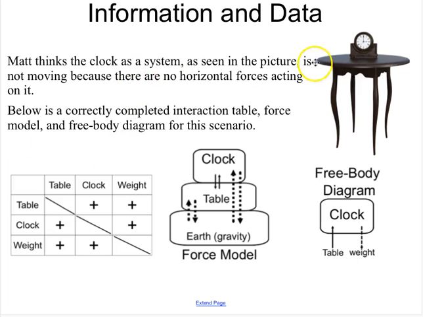Matt thinks the clock as a system, as seen in the picture, is not moving because there are no horizontal forces acting on it. So Matt thinks that this clock sitting on a table is not moving because there's no horizontal forces acting on it. Below is a correctly completed interaction table, force model, and free body diagram for this scenario. So we've worked with all of these in class, and according to this, these are correct.